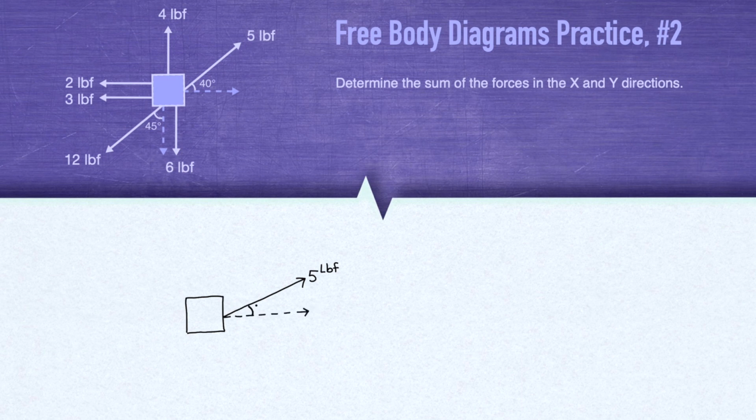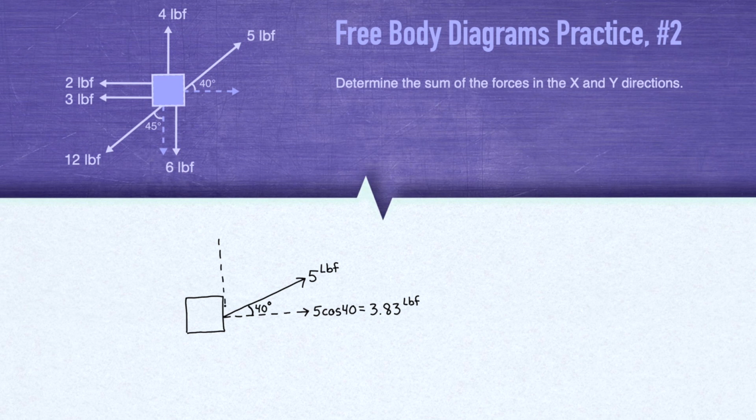So to solve for the x component, I would take 5 pounds of force times cosine 40, which is 3.83 pounds of force. So 3.83 pounds of force is acting to the right due to the 5-pound diagonal force. Then the rest of the force is going to be acting up.